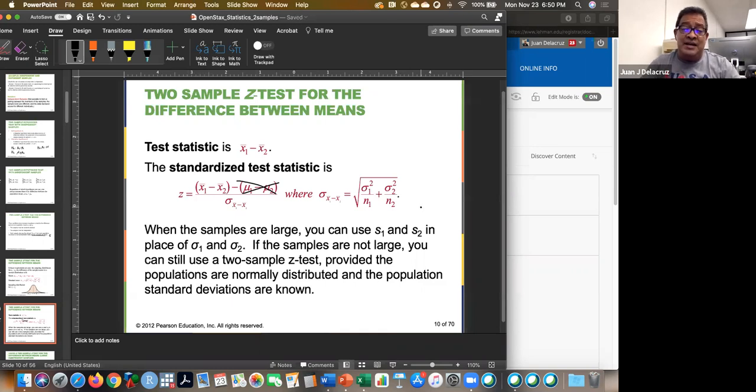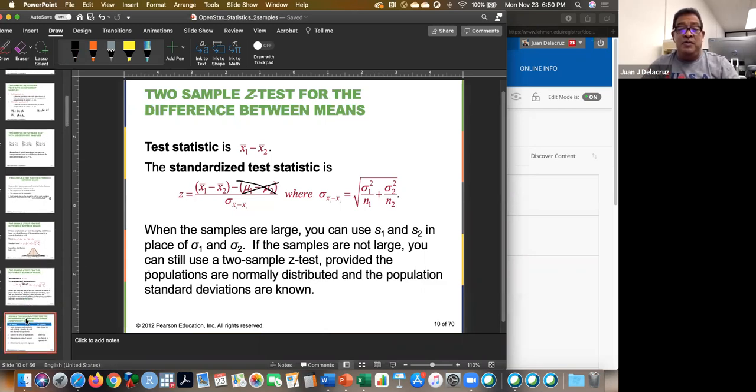When the samples are large, you can use the standard deviations of the two samples in place of the sigmas. So we don't need the sigmas when the sample is big enough. If the samples are not large, you can still use the 2-sample z-test, provided that the populations are normally distributed and you know the population standard deviation. We just mentioned that before.